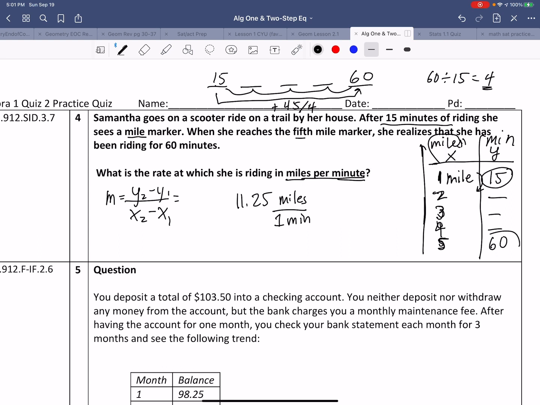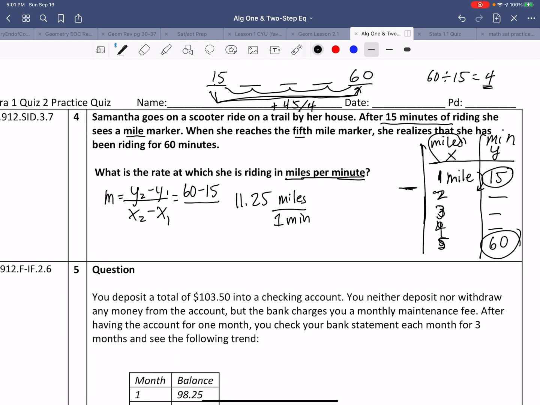So we think about how much it is changing. Well, 60 minus 15, that's exactly what we did here in our sequence. And how much did it change in the y? Well, it went from 5 miles to 1 mile. So we get 45 divided by 4, and in the same way, I got the same answer: 11.25 miles per minute. Nice.